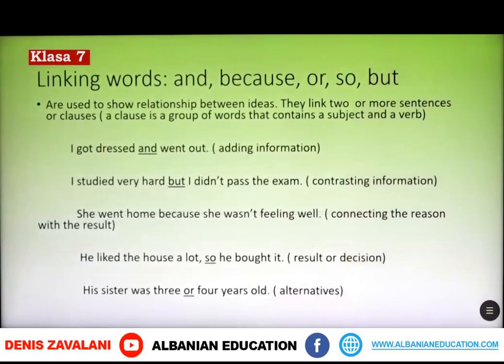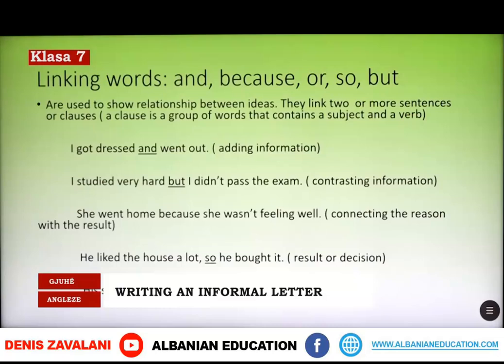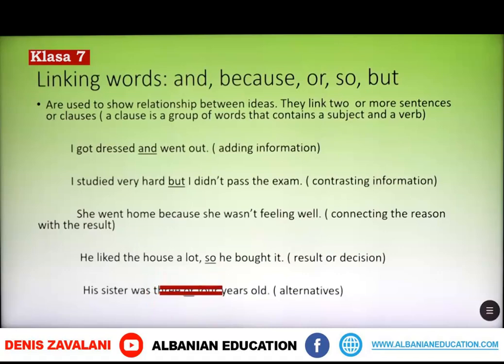Today we are going to talk about how to write an informal letter. Before we continue with the informal letter, we'll talk about linking words. The linking words are and, because, or, so, but. We use these linking words to show a relationship between ideas. So linking words link two or more sentences or clauses. In this case, a clause is a group of words that contains a subject and a verb.